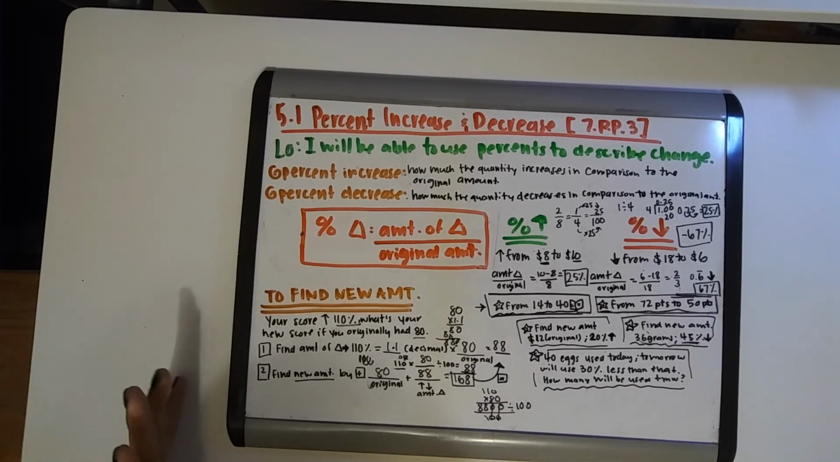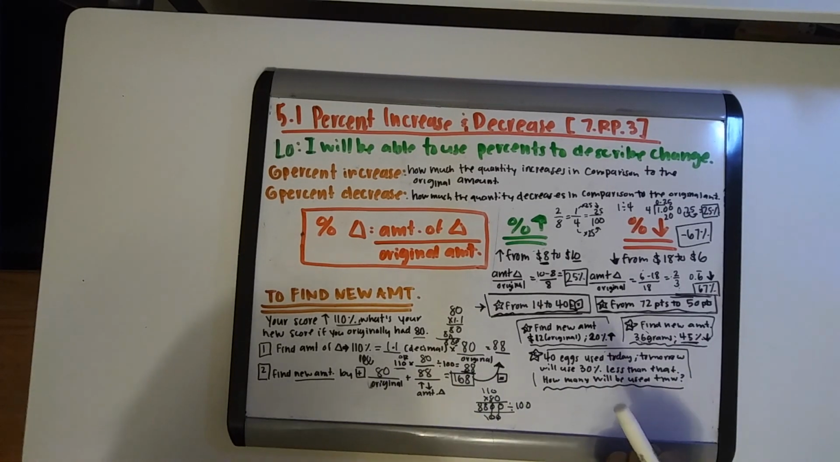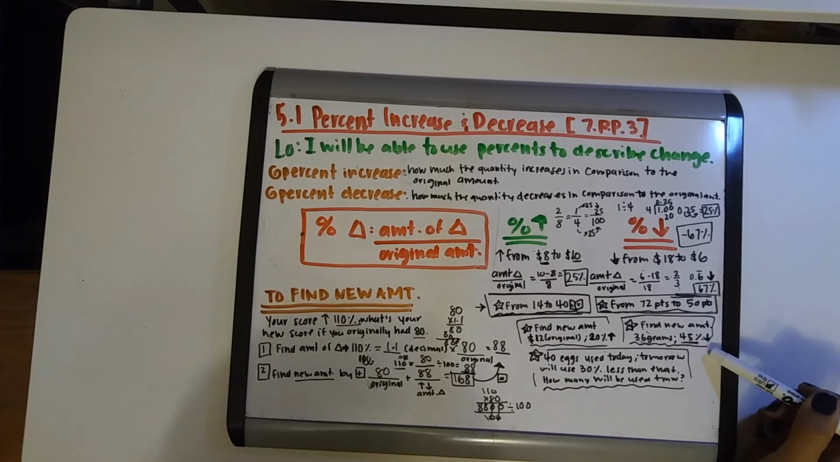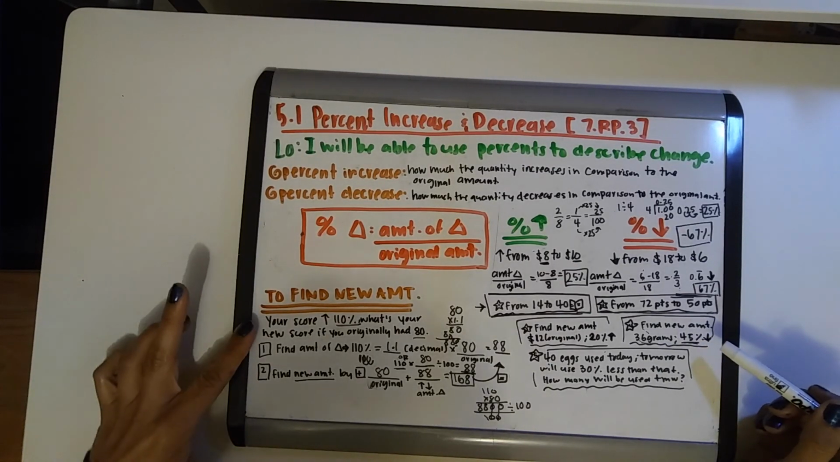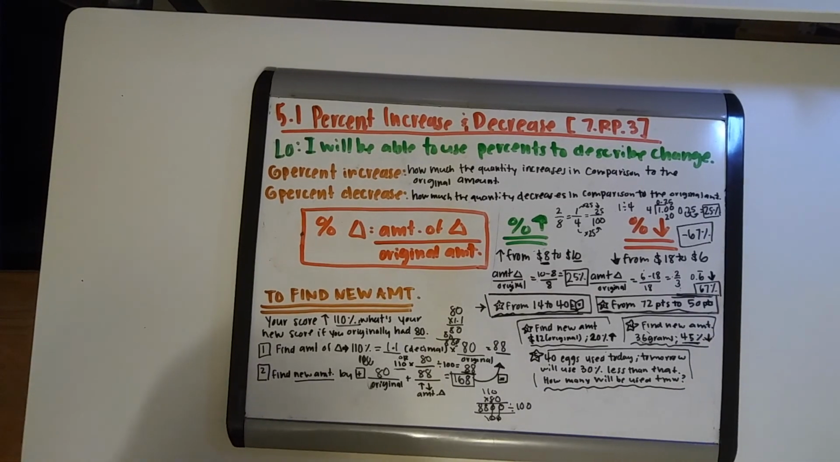Make sure that you pay attention if it's increasing, because if it's increasing, it's going to go up, you're going to add. Right? If it's decreasing, you're going to subtract. So make sure that you do that. In this case, it went up, so I added. But if I said that it went down, then that means that I will have to subtract.